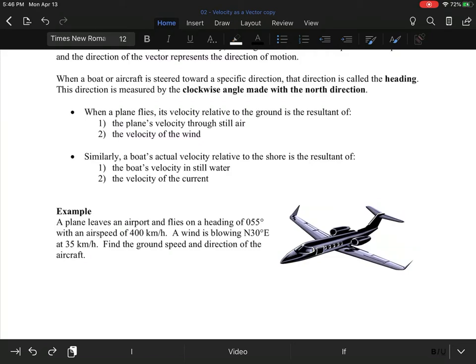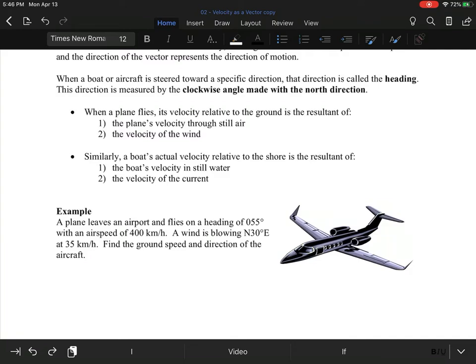When you measure heading, the actual real-life version of this, they always give the heading clockwise from north. I know that's not the same as what we're used to doing. We're used to doing counterclockwise from the x-axis. And that's the difference between doing math versions of problems and the real-life version of what pilots and captains of boats actually do. They always measure heading clockwise from north. There's a lot of great reasons why there's a difference in how these things are done. But for now, all you have to know is this is the way it is done. If you want to fly an airplane, you always measure your angle clockwise from north.